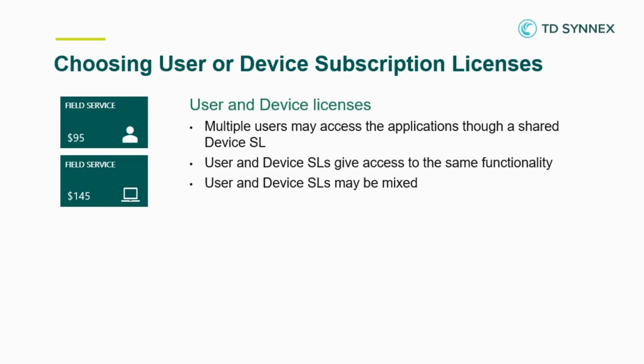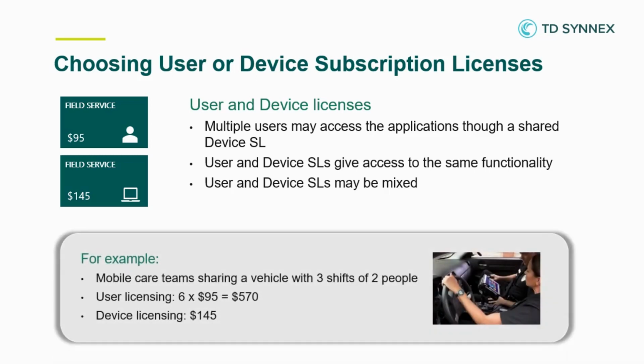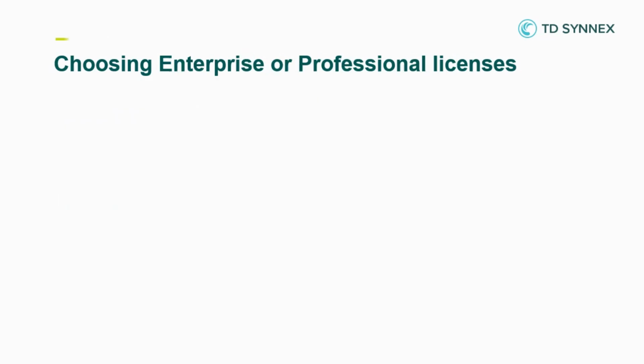So let's take an example here. Here we have a mobile care team consisting of 3 shifts of 2 people. They're all sharing the same device. So here it would make sense to license with the device licensing model. And the licensing guide does tell us useful extra information, such as for the sales device, customer service device, and field service device licenses, that shared logins are used, and that when individual users share a login, their individual usage cannot be tracked.